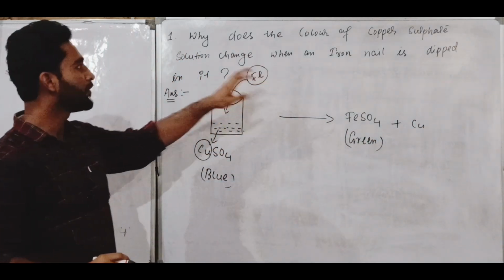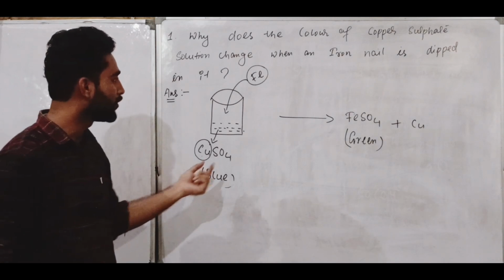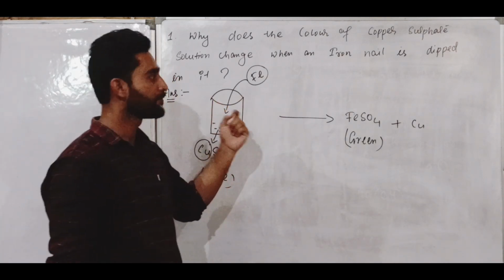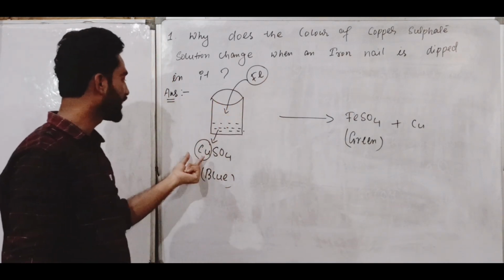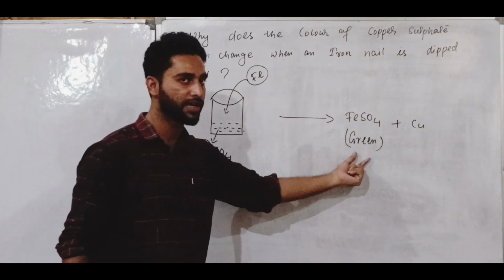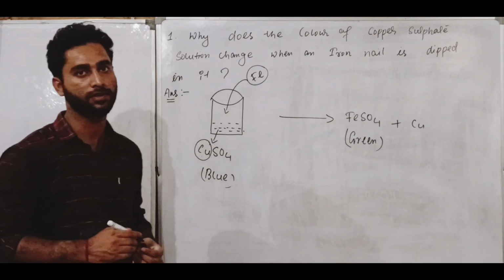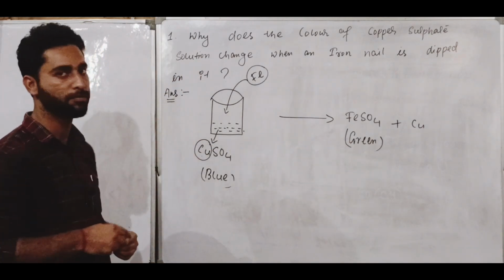So why does the color of the copper sulfate solution change? Because of the displacement reaction. Iron being more reactive can easily displace the copper and form ferrous sulfate, and due to the formation of ferrous sulfate, the color changes from blue to green.